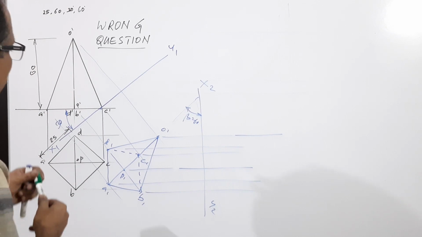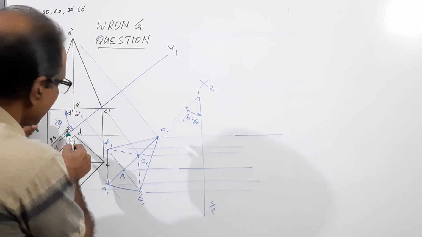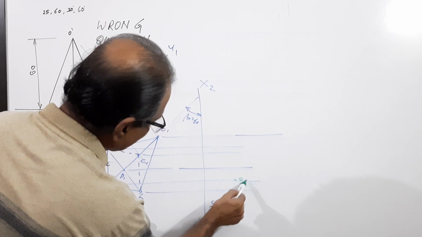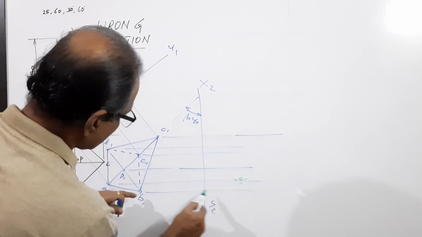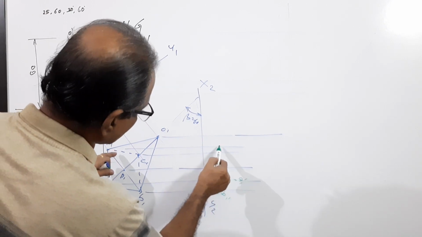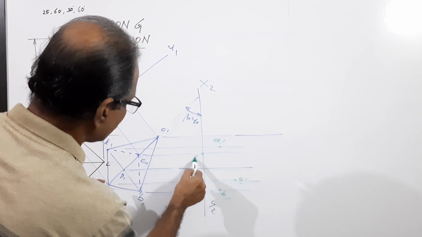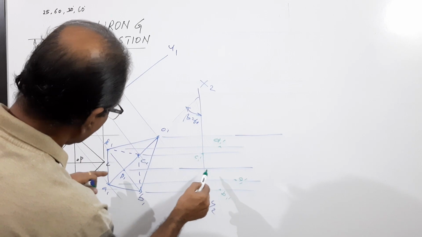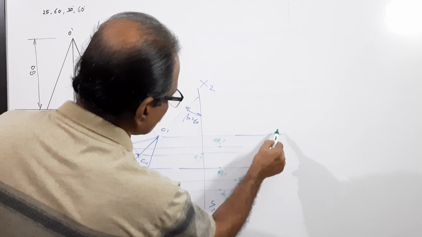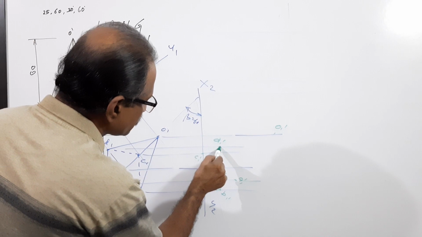Take the distances of the previous elevation. A dash is this far away from X1, Y1. We have to take the distance from X1, Y1. So on the projector, this far away is A1 dash. B1 dash. D1 dash. C1 dash, 0 distance. P1 dash, O1 dash. Since the base is nearer to the observer, the full base is visible. Therefore, full base is firm.